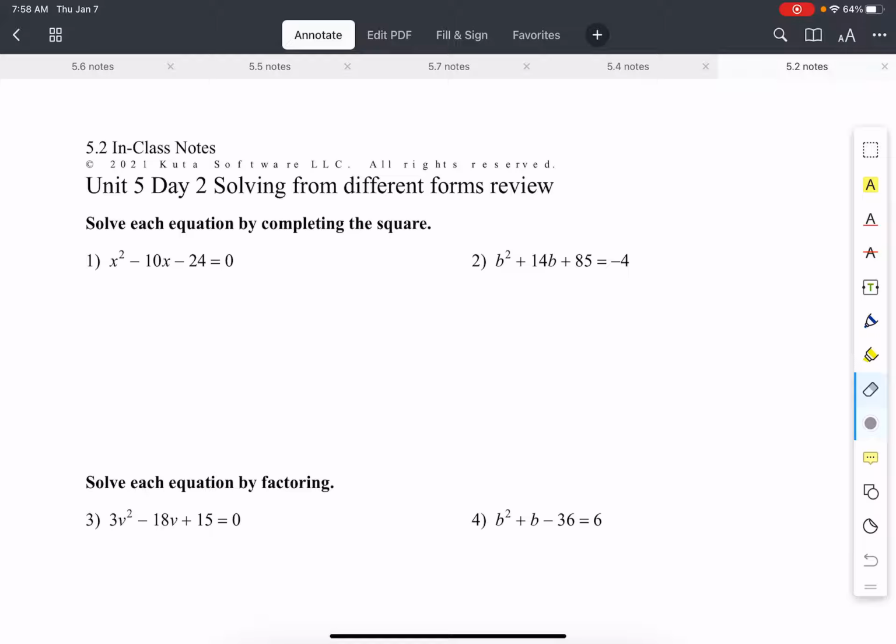Okay, on number 1, it already equals 0. I'm good, right? But what am I going to have to do first on number 2? Add the 4 over so one side equals 0.